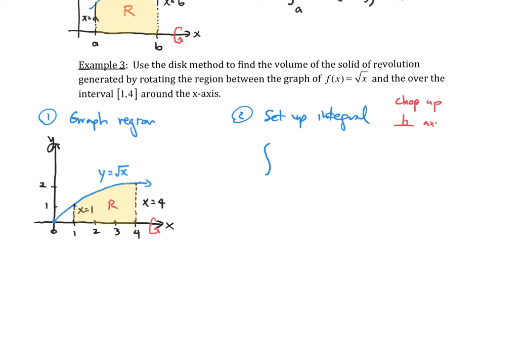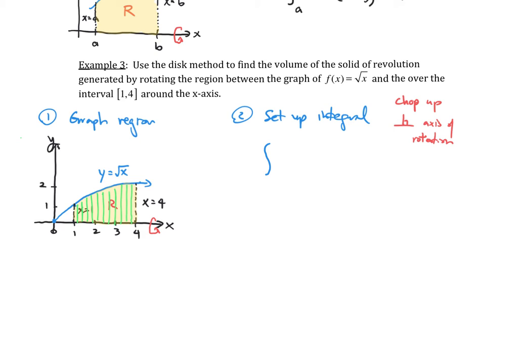Perpendicular to the axis of rotation. Okay, so what I'm going to do here is, because the x-axis is the axis of rotation, I'm going to chop up perpendicular to that. That means I'm going to chop up this way, like this. So I'm going to take my green marker and just chop it up like this. These are going to be the slices that I have.